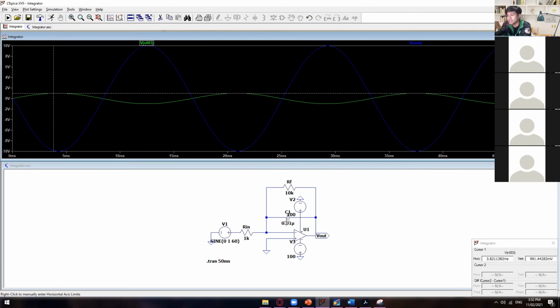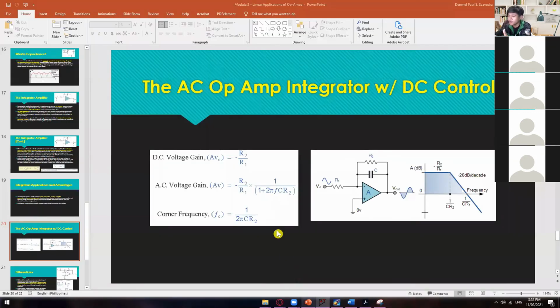So we will not change this capacitance value. The only thing that we will change is the feedback resistance and then the Rin. So going back to the formula, to get the gain, we have negative R2 divided by R1. As you can see, we have 10K here and then 1K. So 10K divided by 1K is 10. So we have a gain of 10.